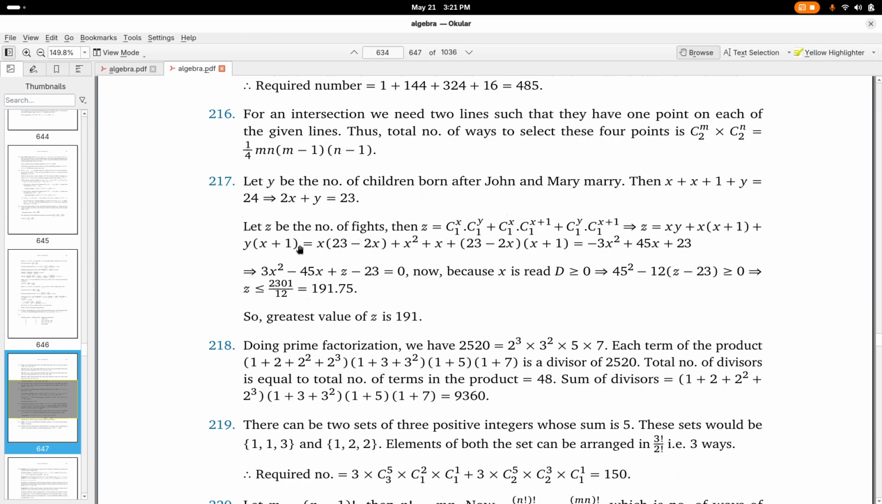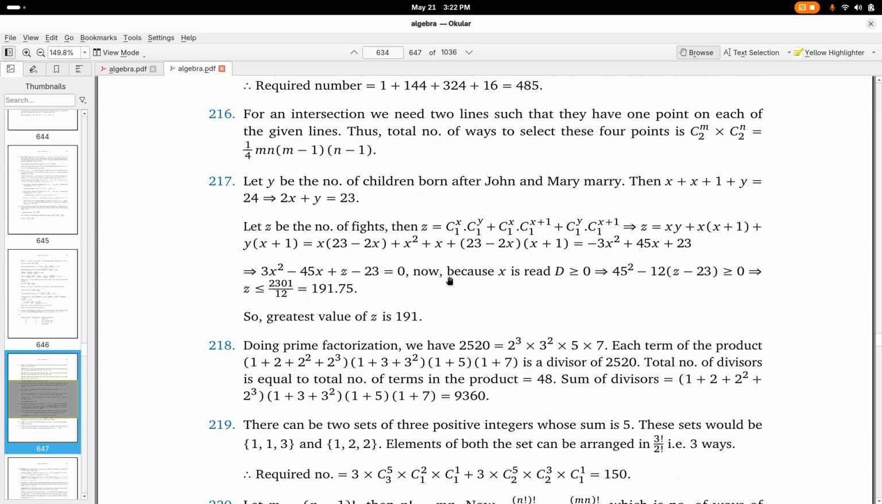And we substitute here y is equal to 23 minus 2x. So we get a quadratic equation 3x square minus 45x minus 23 is equal to 0. So if you see this, why there is Z? Z should not be there. No, Z is wrong here. This is 3x square minus 45x minus 23 is equal to 0. Now because x is real, why Z is coming? Oh, Z is total number of fights is here. Okay, I got it. So my mistake, Z will be here.